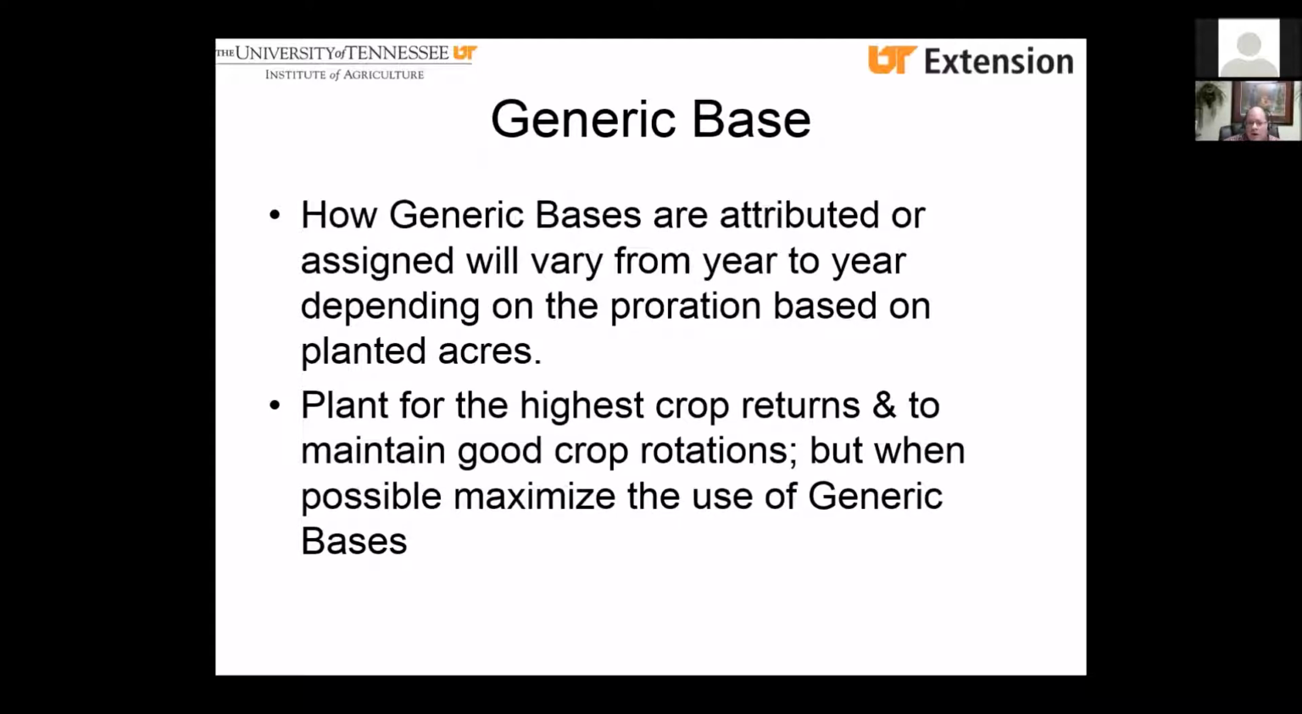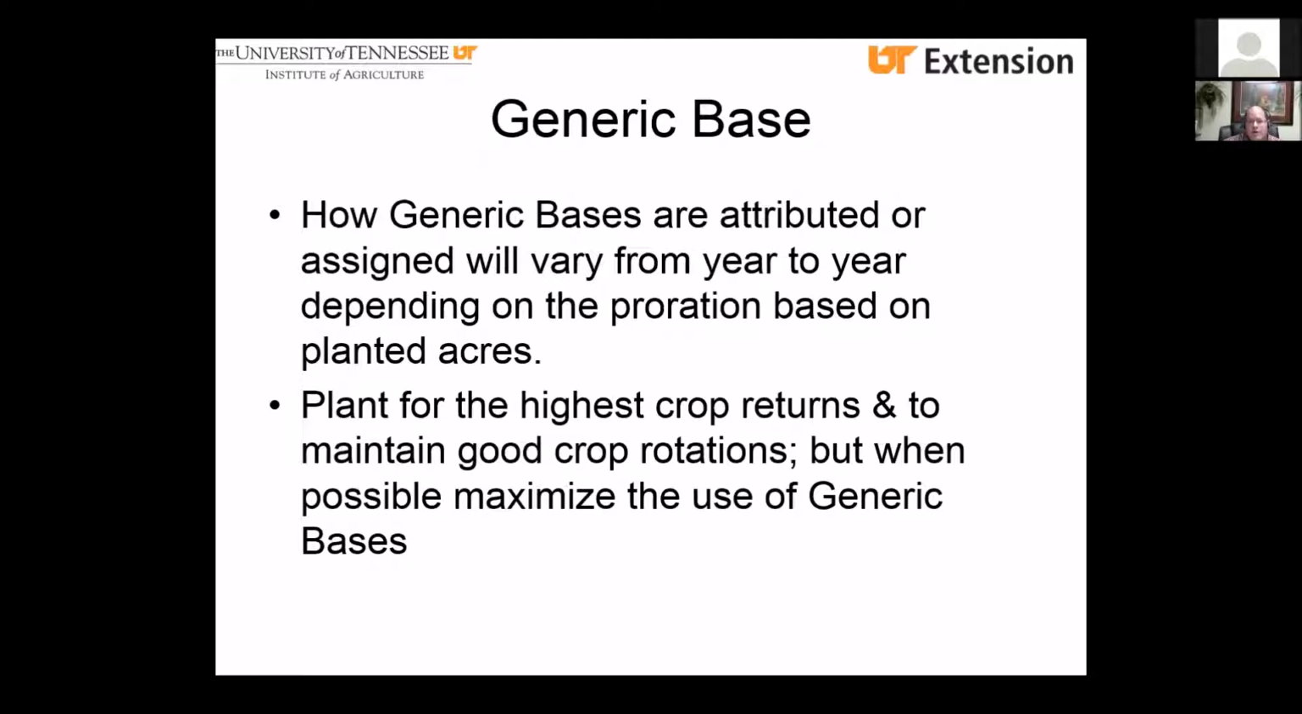All right, now to wrap up generic base, how it's assigned or attributed will vary from year to year, and that's going to depend on what's actually planted. We can't assign it ourselves. It's going to be based on what actually gets planted and certified at the FSA office, and that's when the determination is made on the assignment of the generic base.